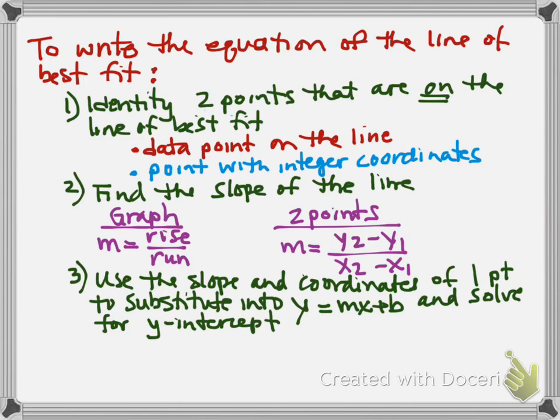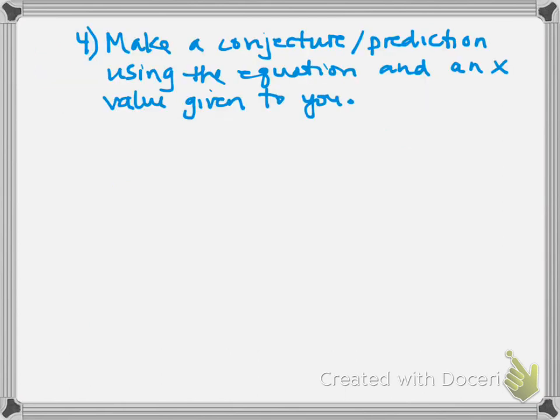And our textbook uses the word prediction because we're trying to come up with a thought of something in the future. Okay, so they basically mean the same thing. So that's our 4th step now, which is something you haven't done, is now we're going to make a conjecture prediction using the equation and an x value given to you.